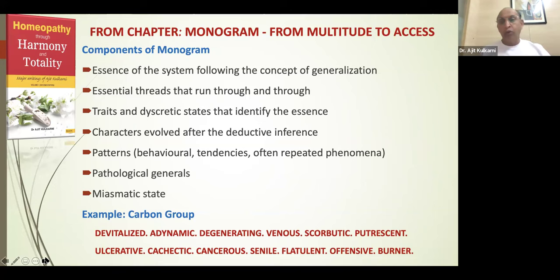So what are the components of the monogram? Essence of the system following the concept of generalization. Essential threads that run through and through. Threads and discrete states which define the essence. Characters evolve after the deductive inference. Patterns, behavioral tendencies, often repeated phenomena, pathological genres, and miasmatic state. These are essential components of the monogram. Each remedy can be presented very well in the monogram. Monogram is a beginning as well as the end, meaning pathology.